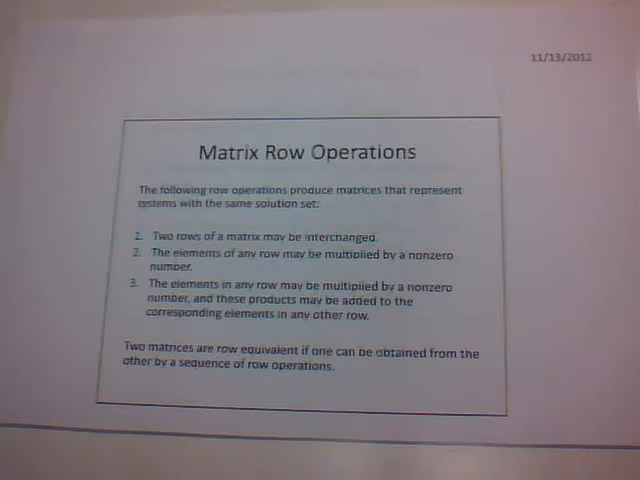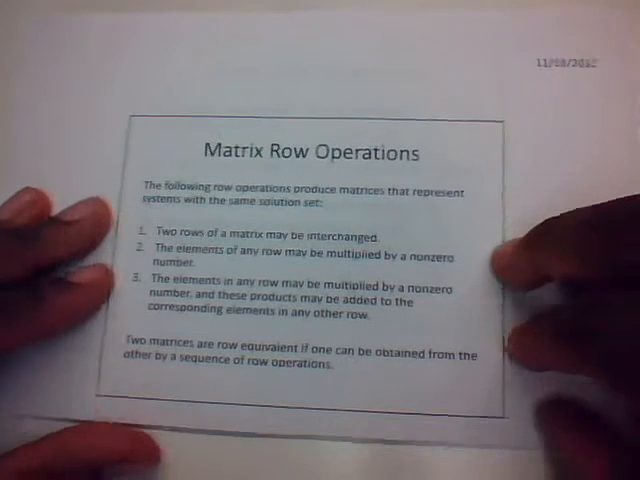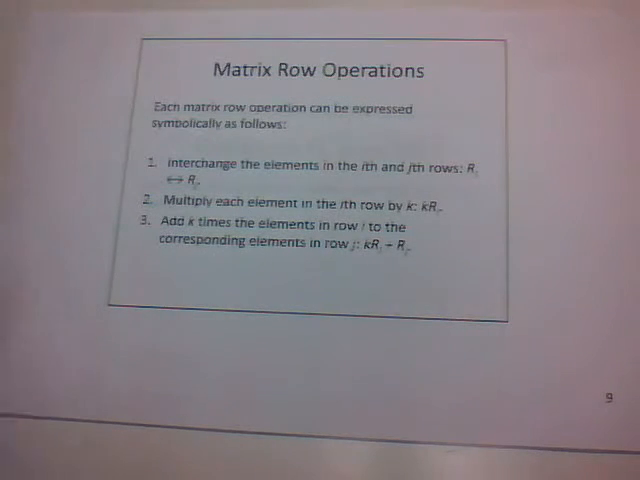And also, two matrices are row equivalent if one can be obtained from the other by a sequence of row operations. So in other words, this is just in shorter terms here, in shorter sentences.